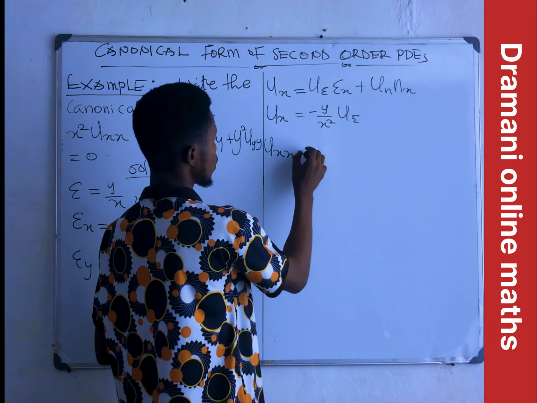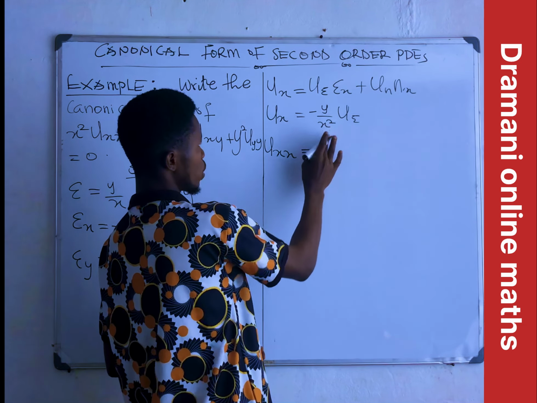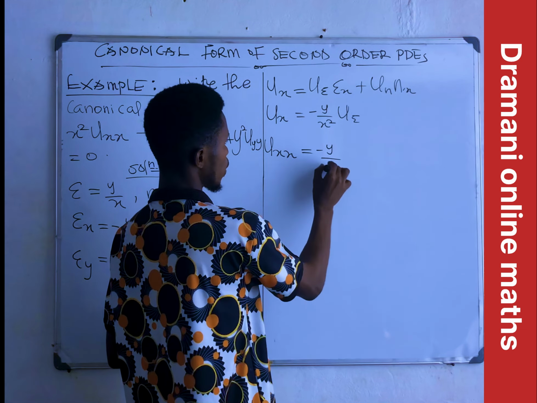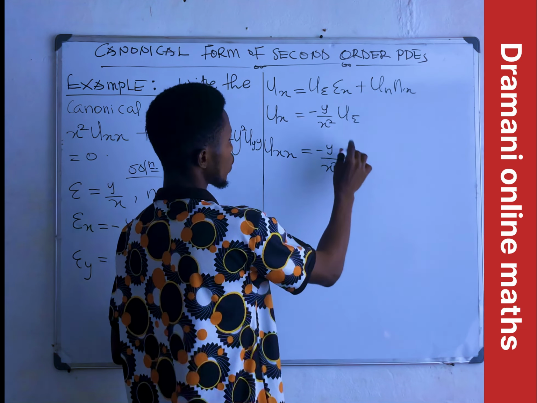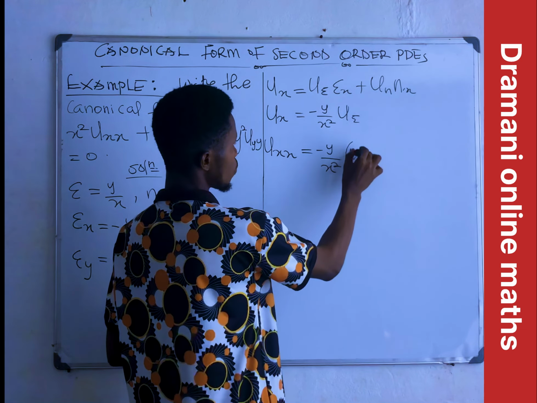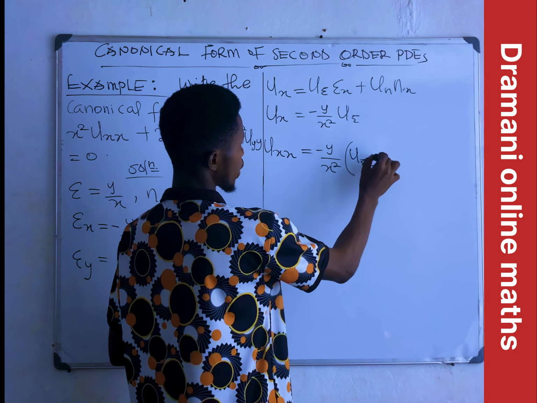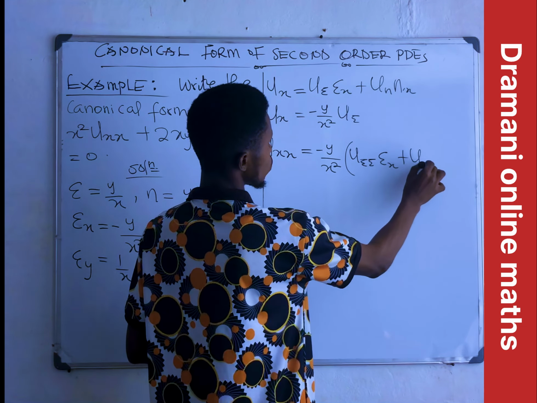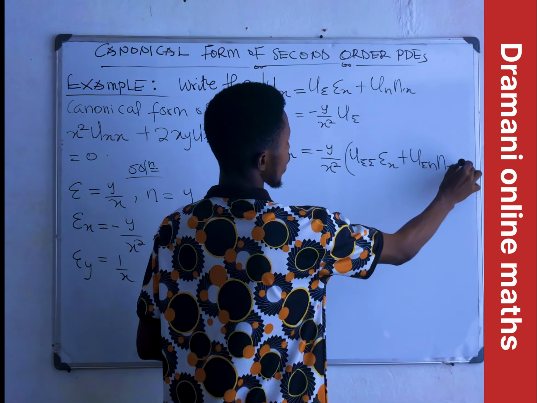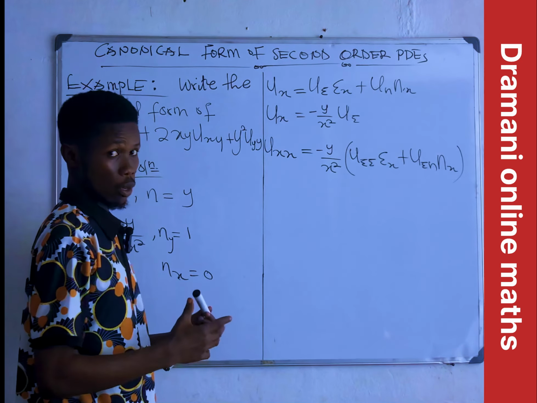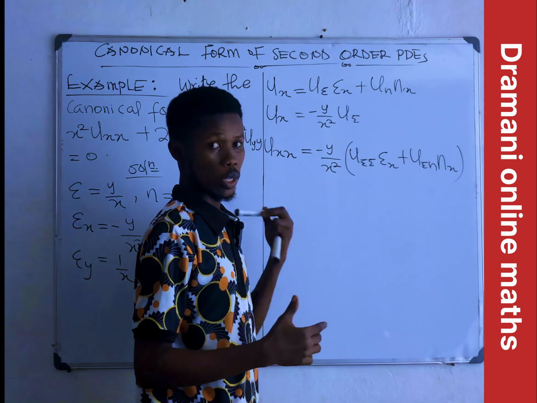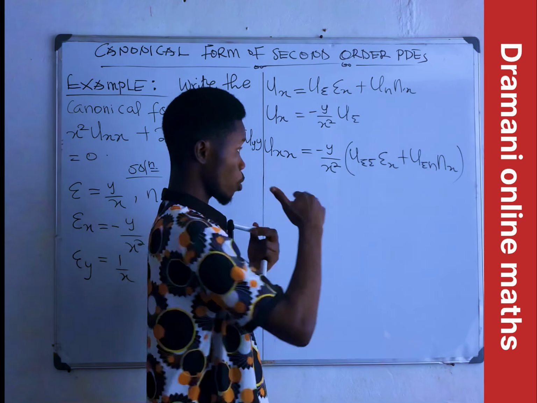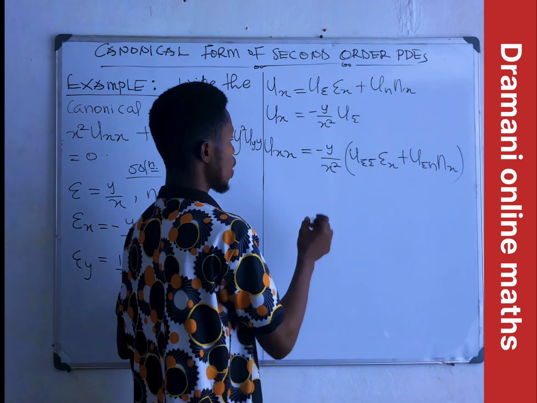That's why I'm saying you don't need to put the formula here. Now I will hold this one, which is negative y over x squared, then I'll differentiate u xi. And you know u xi will be u xi xi times xi x plus u xi eta times eta x, from the table that I used. So if you have not watched the other one, go and watch and understand it before you come. If not, you'll be confused.